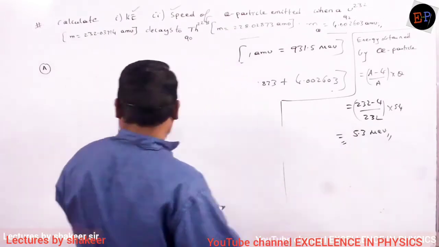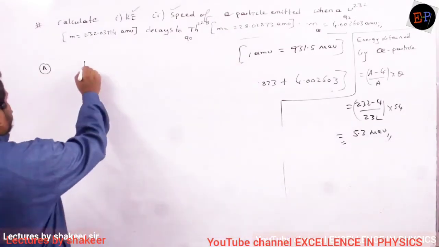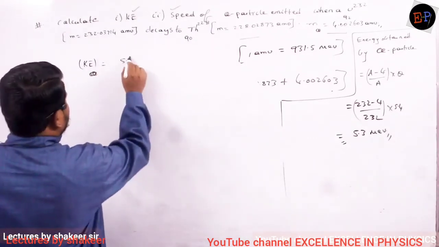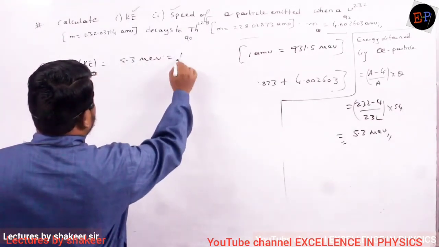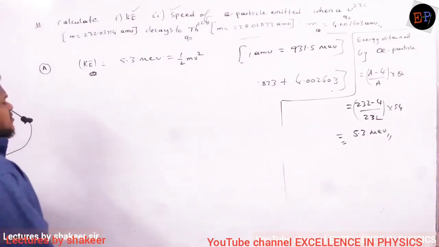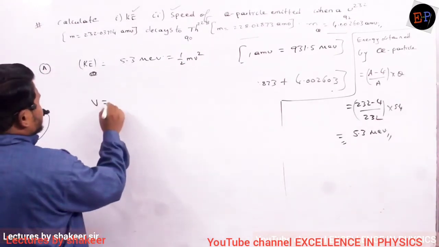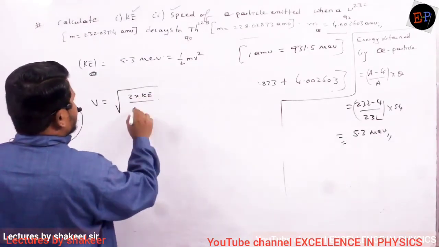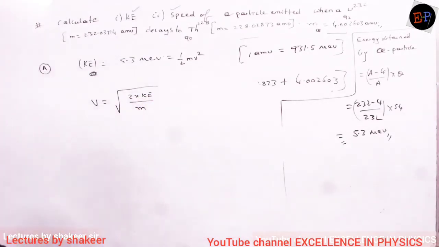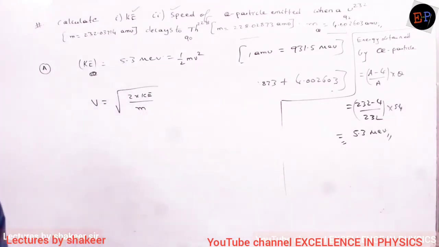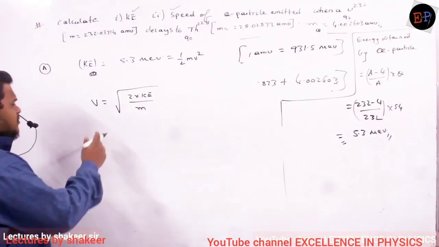See, the kinetic energy of the alpha particle, already we have calculated, is 5.3 million electron volts. And kinetic energy is nothing but half mv square. So therefore, velocity is nothing but the square root of 2 into kinetic energy divided by mass. I can write like this: root of 2 into kinetic energy divided by mass, that will be the speed of the alpha particle. Clear? Now substitute.